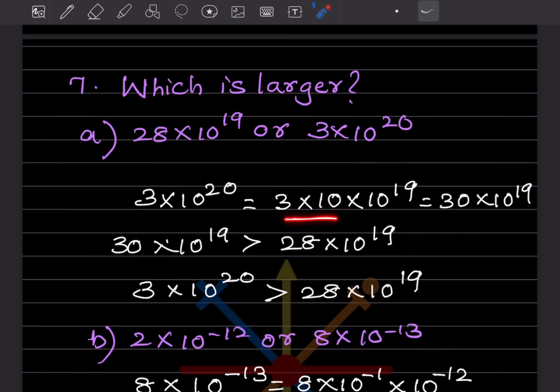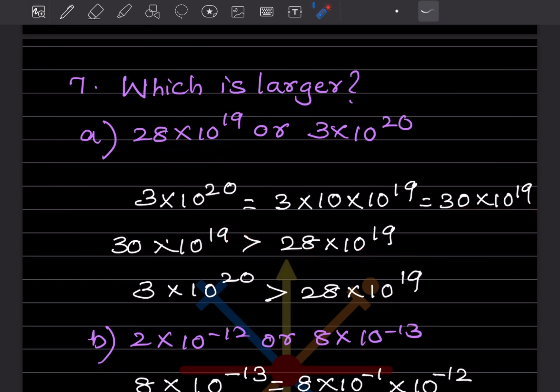So this will be 3 times 10, which is 30, into 10 raised to 19. So we will write here 30 into 10 raised to 19. We got now this as 19 and this also is 19. So what we'll write here, 30 into 10 raised to 19. This is greater than 28 into 10 raised to 19.